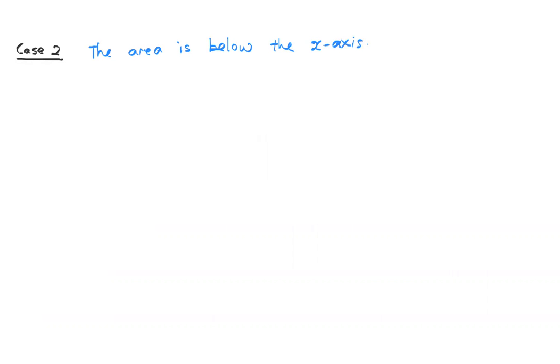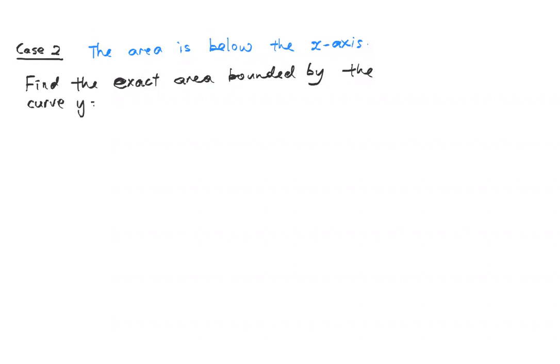Okay, I will want you to find the exact area bounded by the curve y equal to e to the power x minus 5, straight lines x equal to 0, x equal to 1, and the x-axis.